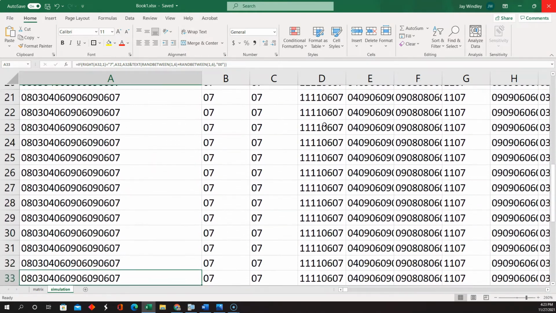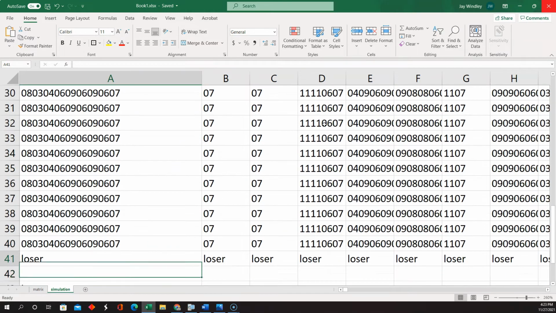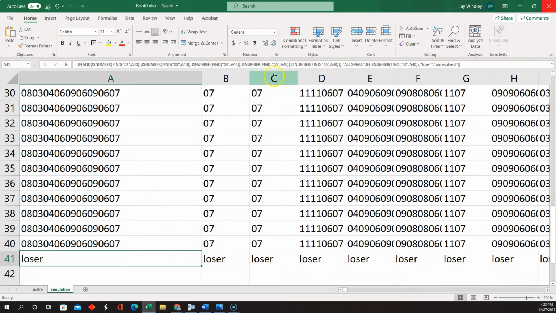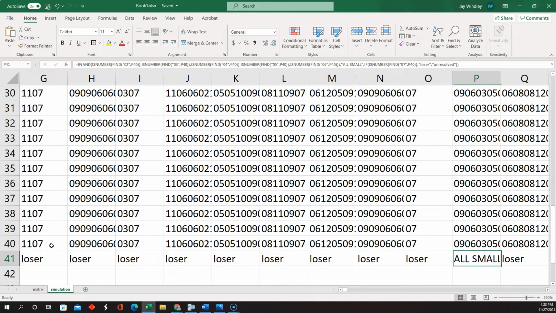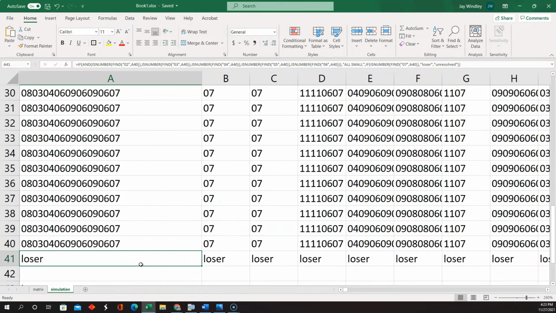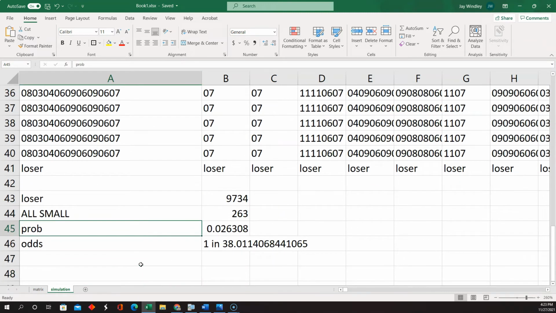I do that for 40 rolls, and I don't know if there's anything magic to the number 40. Then I'm looking to see within this set of rolls, did you get a 2 and a 3 and a 4 and a 5 and a 6, which would be the all small. If that did not occur, then I'm just printing the word loser. And if it did occur, then I'm printing all small. And I did that through 10,000 columns, so I'm doing 10,000 simulations of that.